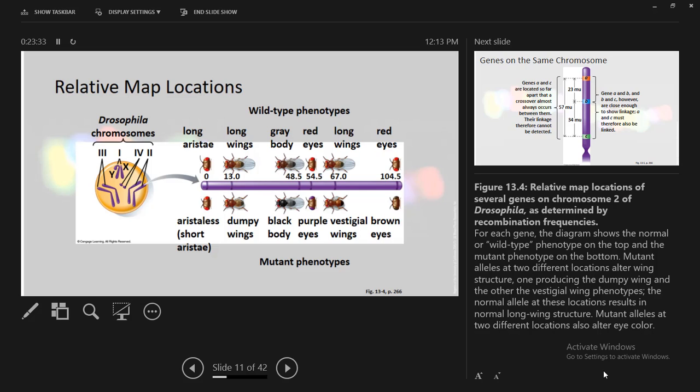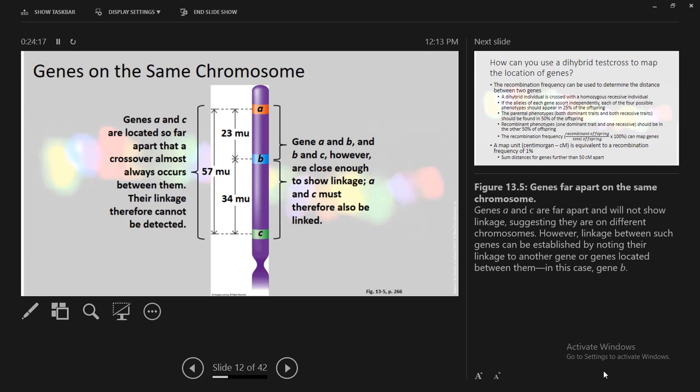Now, what I want you to do is this. We're going to take a little lecture break, and I want you to work with those around you. I want you to come up with a mechanism that explains why these distances aren't absolute distances. In other words, a mechanism to explain why 13 map units on one chromosome might be different than 13 map units on another chromosome. Take a couple of minutes, work with those in the group around you. Two minutes, starting now.